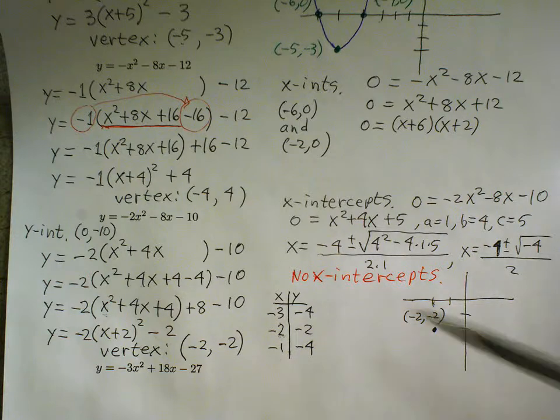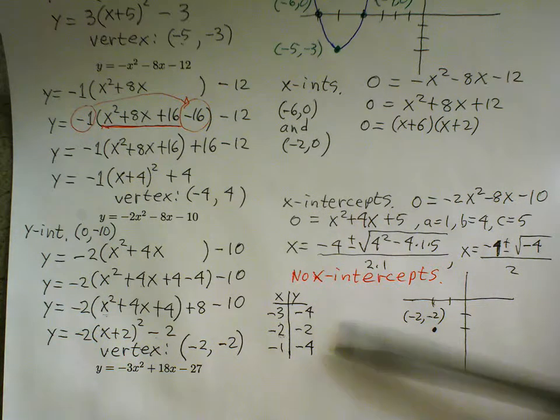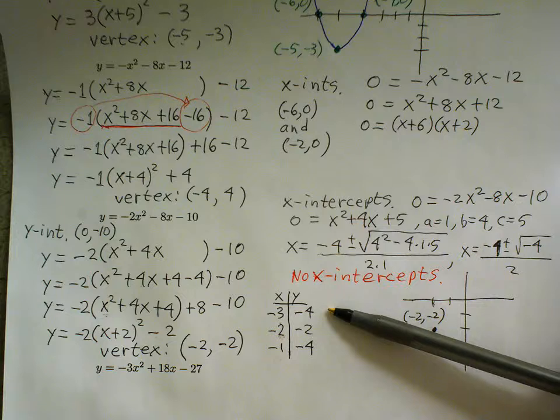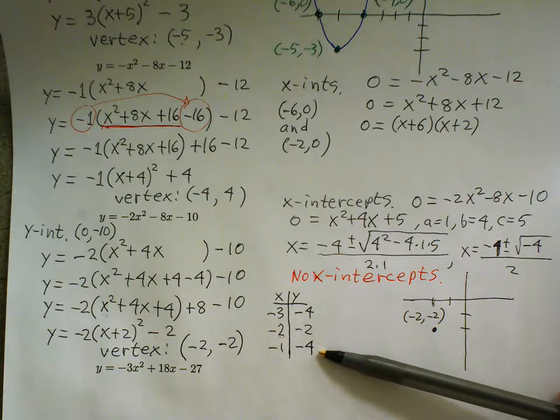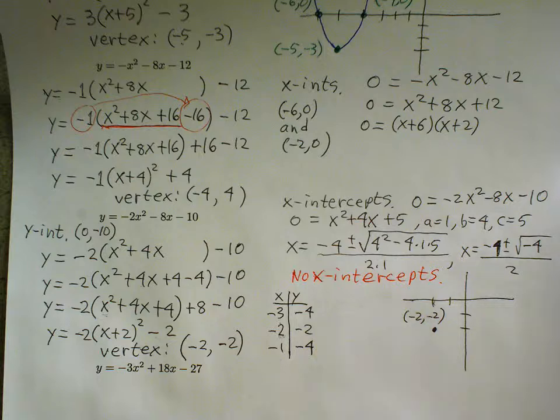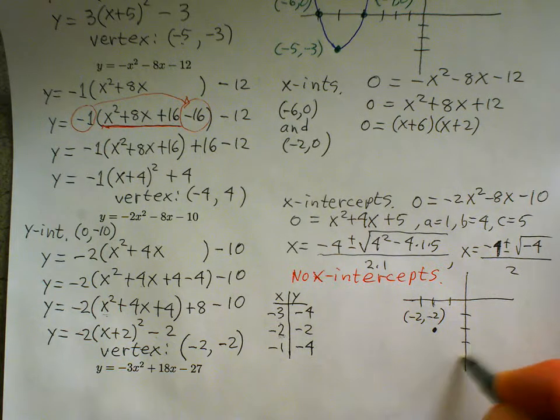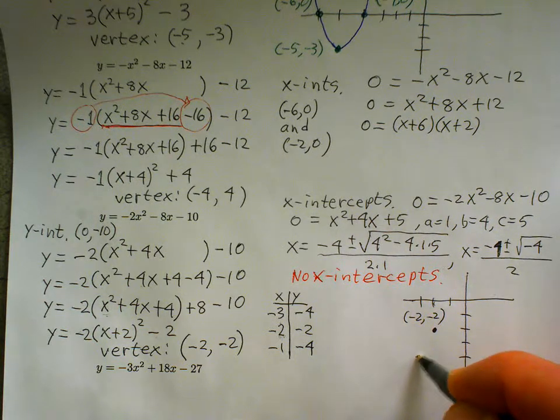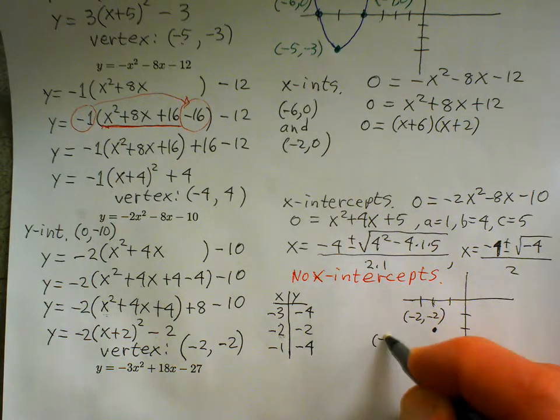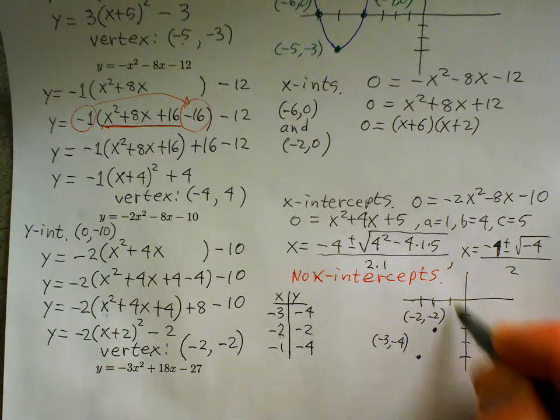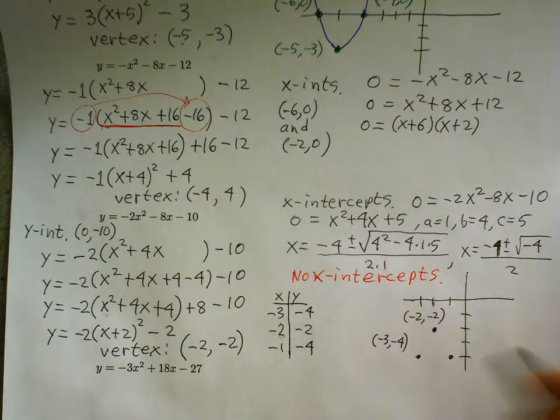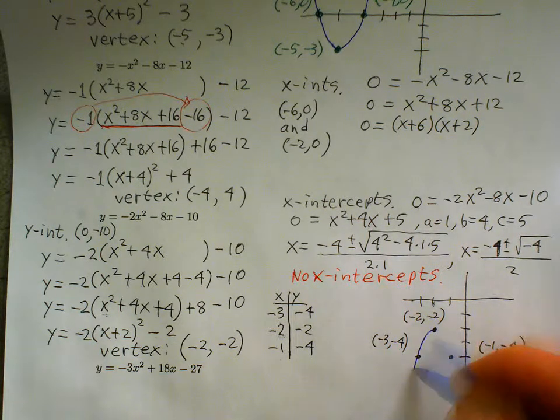So just as we suspected, the y-coordinate that goes with x equals -3 is the same as the y-coordinate that goes with x equals -1 because of symmetry. So plot those 2 points, -3, -4, and -1, -4. And then the parabola opens down.